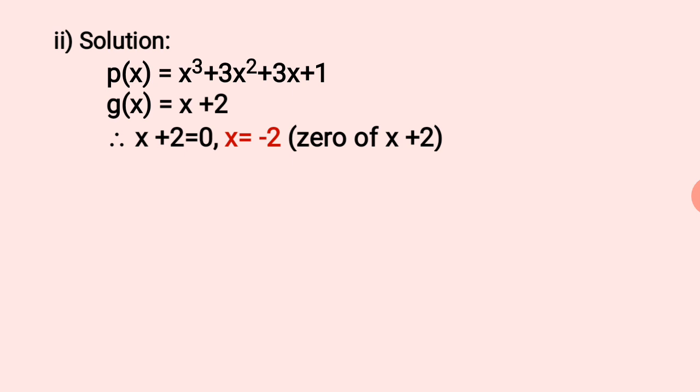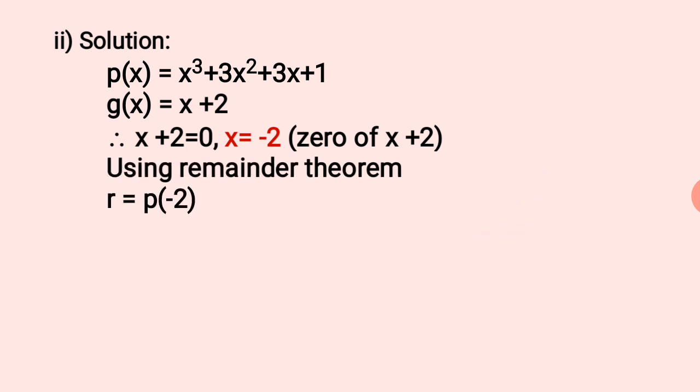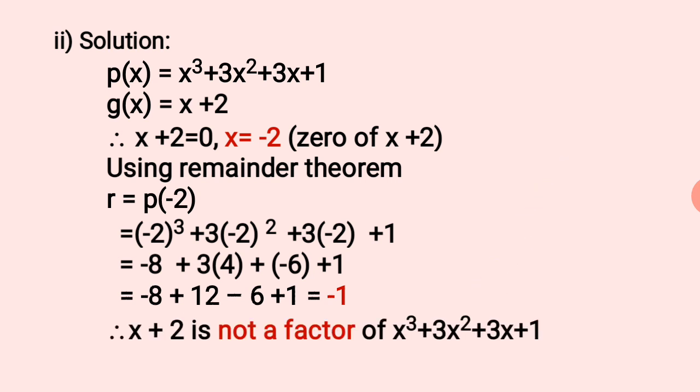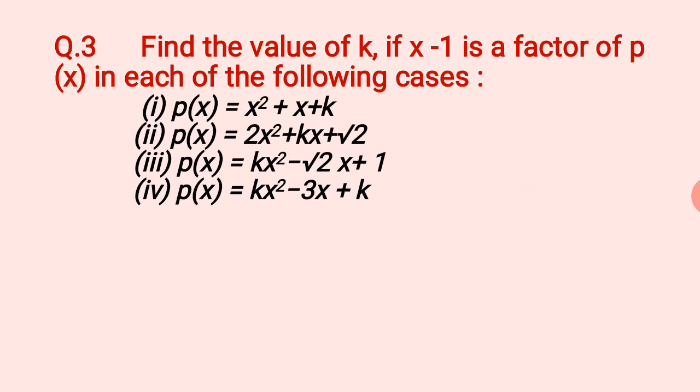Now let's try one more sub-question. The second one, here we have noted down p of x and g of x. Here g of x is x plus 2. So x comes out to be equal to minus 2, which we are going to substitute. We are going to find out p of minus 2. And that will be the remainder. So substitute and get the value of the remainder. The remainder in this case is minus 1. And we can say that g of x is not at all a factor of p of x. Let's move ahead.